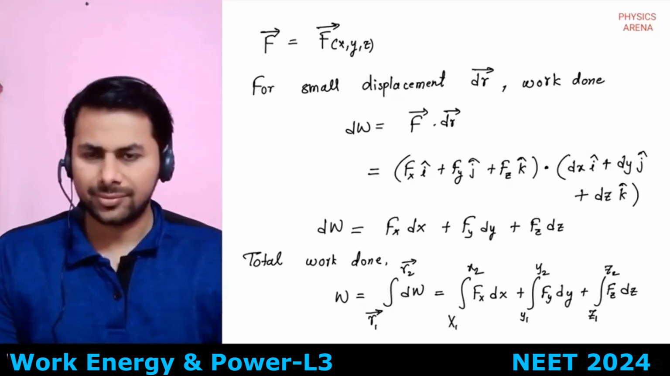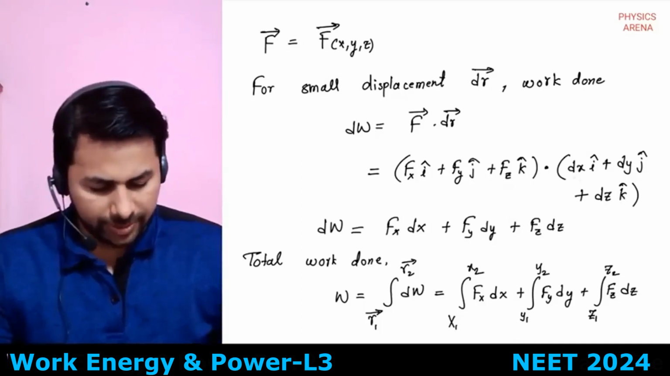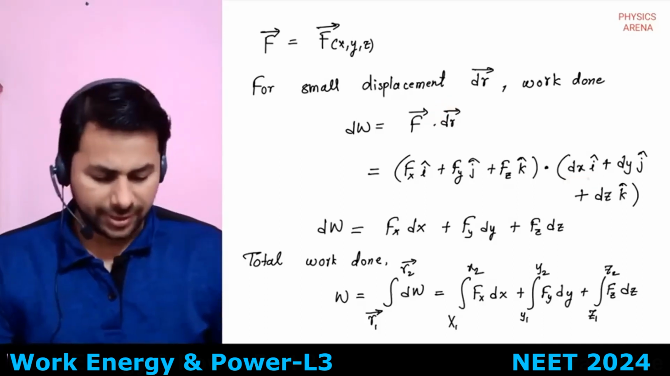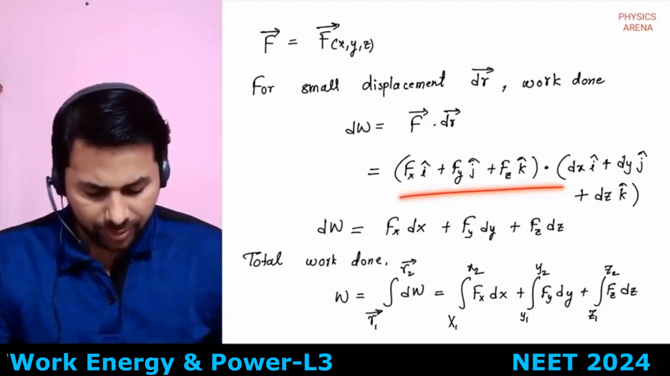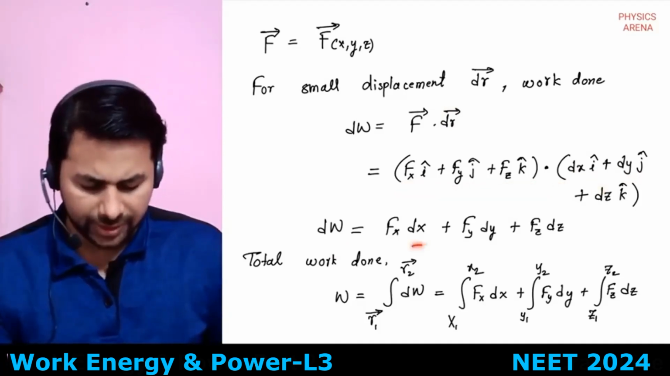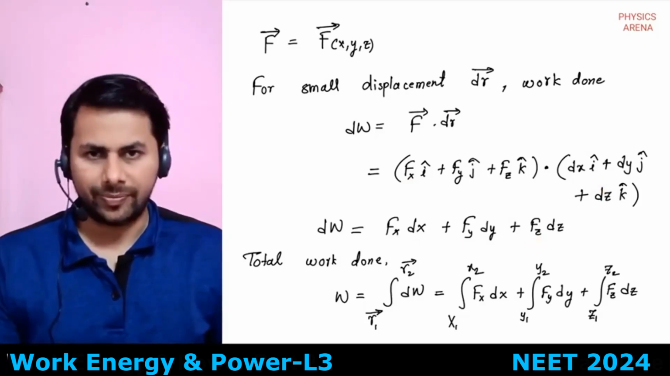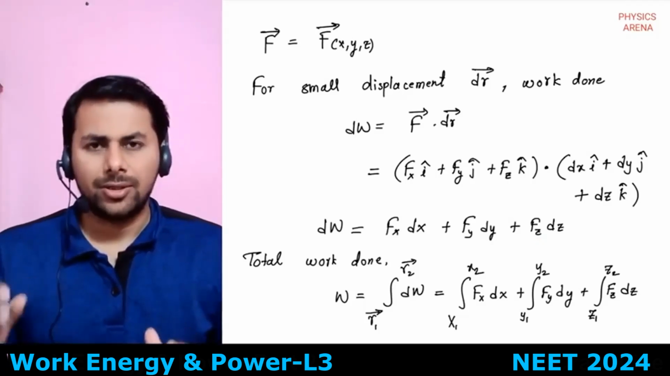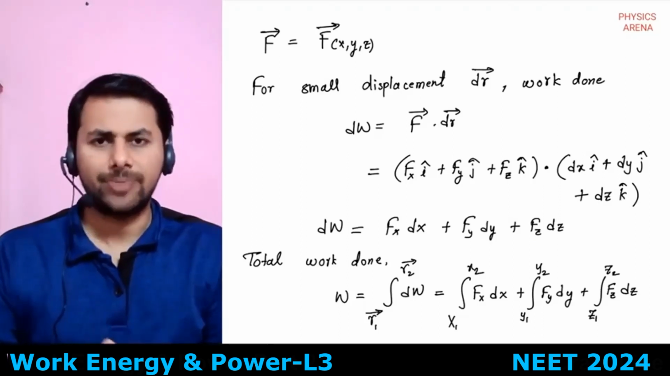So the displacement dr bar can be written as dx times i cap plus dy times j cap plus dz times k cap. Therefore, work done will be equal to what? It is just the dot product of this with this. So Fx dx plus Fy dy plus Fz dz. This is small work done for some small displacement.